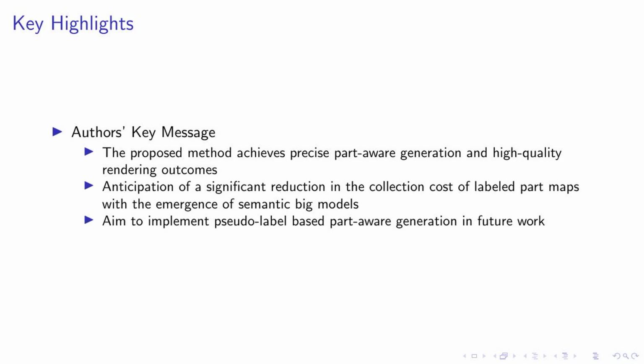Frame title: Key Highlights. Item: our key contributions. Item: we've developed a method that excels in generating precise part-aware shapes and rendering high-quality images. This is achieved through the use of a latent 3D diffusion model and a part-aware shape decoder. Item: we foresee a significant drop in the cost of collecting labeled part maps, thanks to the rise of semantic big models. This will make our method even more efficient and accessible. Item: looking ahead, we plan to incorporate pseudo-label-based part-aware generation into our work. This will further enhance the precision and quality of our results.